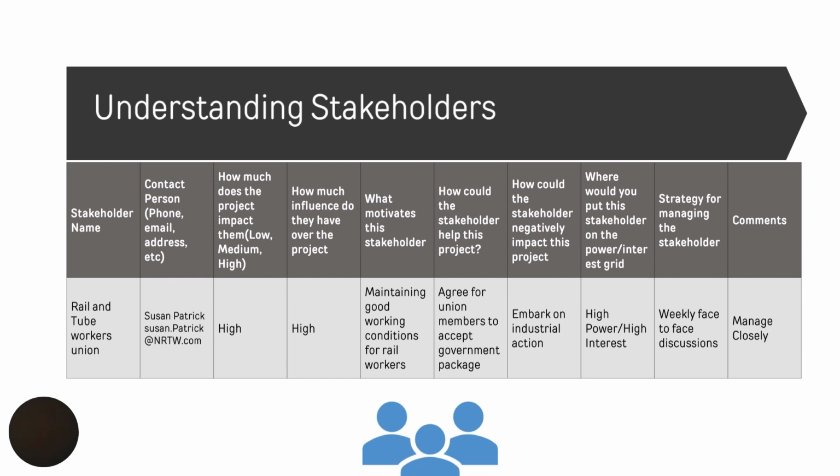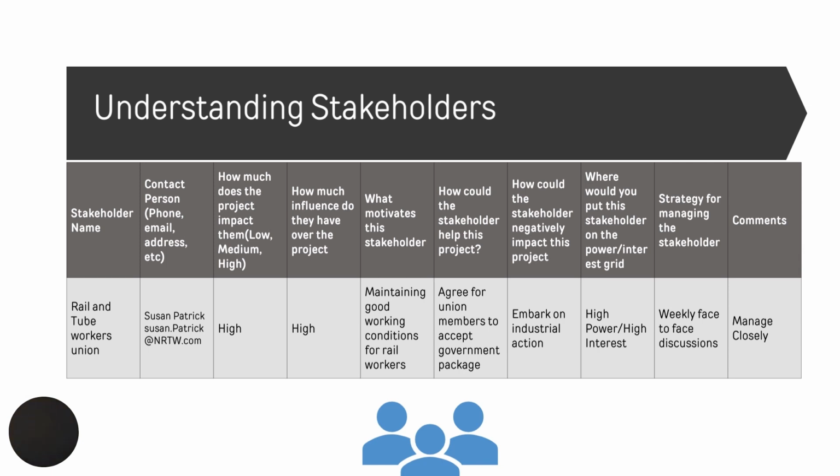And then you can determine how much does this project impact this particular stakeholder based on the quadrant in the previous slide. So you are able to categorize that stakeholder into high. How much influence do they have over the project? In this instance, we have high as well. What motivates this stakeholder? You learn to talk with the stakeholder to find what it is that motivates them. That helps you to know how to easily manage that stakeholder.